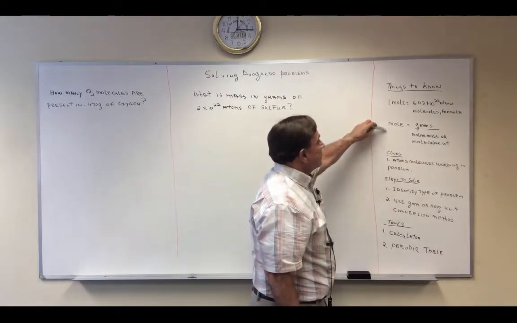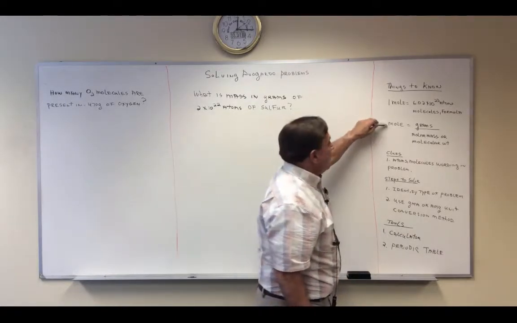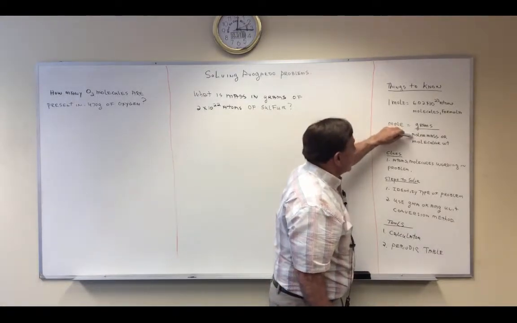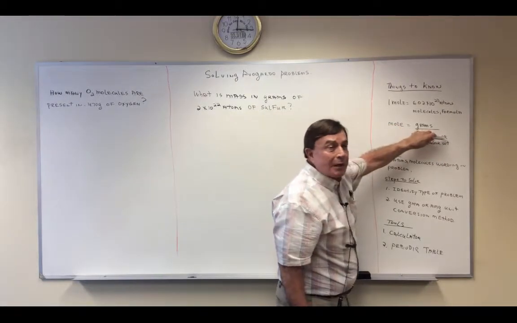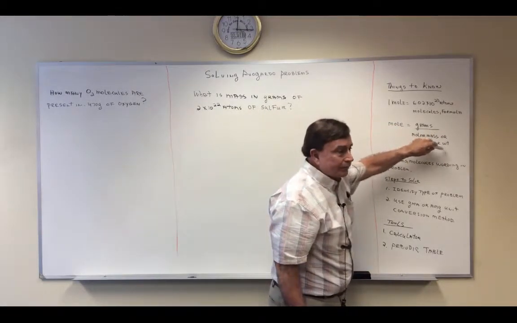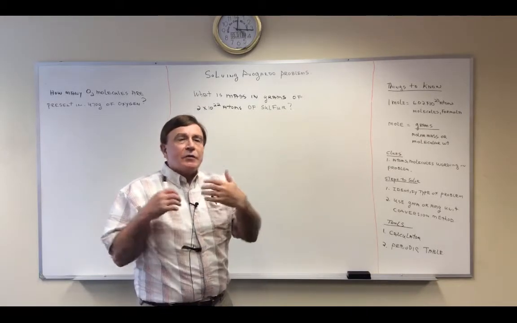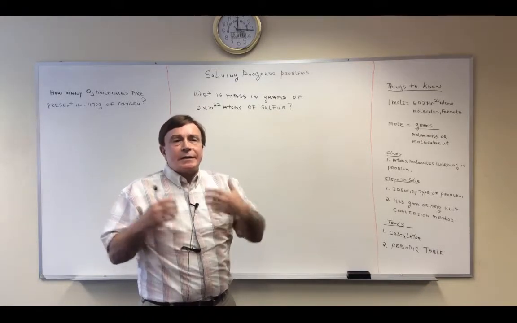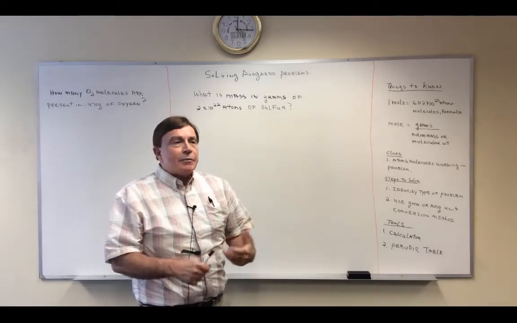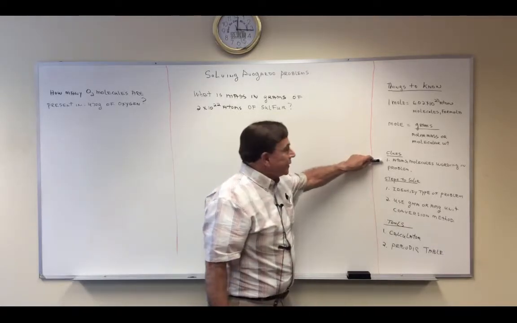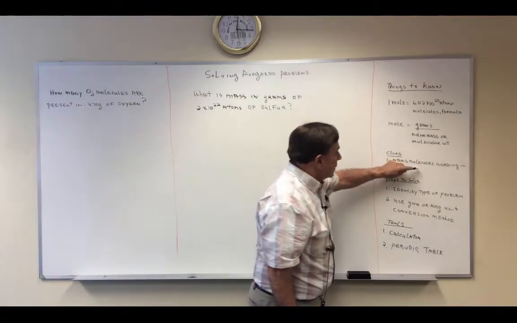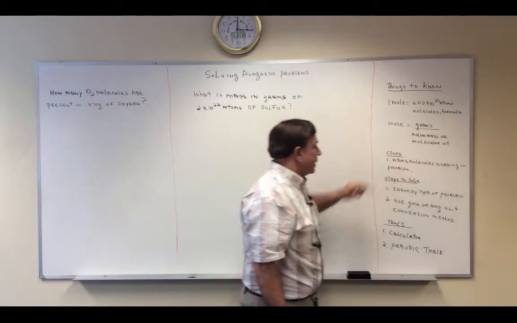We also need to know the definition of a mole. A mole is equal to grams divided by the molar mass, or in some other kinds of problems, you see molecular weight. Clues. The term clues means if you look at the problem, what lets you know it's this kind of problem. Clue here is you see the word atoms, molecules, wording in the problem.